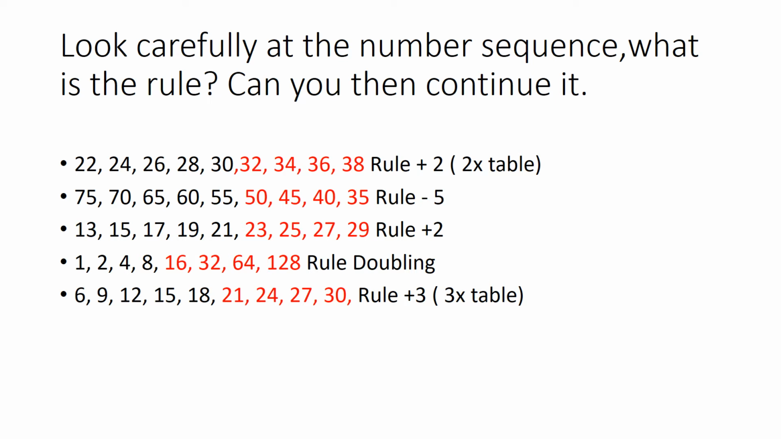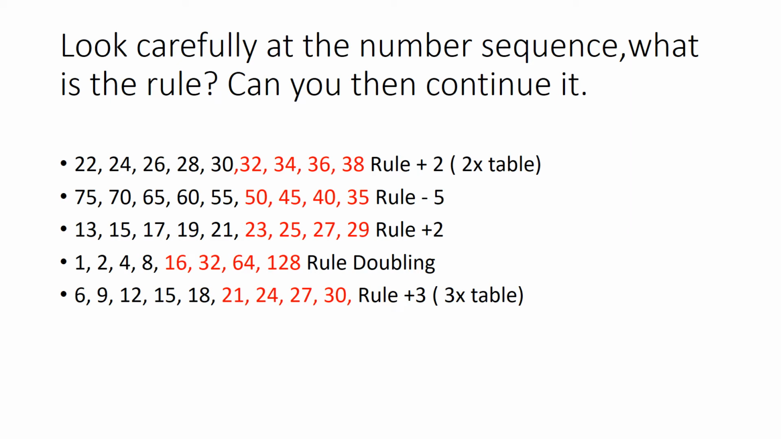So first of all, I looked at 22, 24, 26, 28, 30. And I soon realised that those numbers are in the 2 times tables. So what I was doing was adding 2 each time. So then I was able to continue the sequence. 30, add 2 is 32, add 2 is 34, add 2 is 36, add 2 is 38.